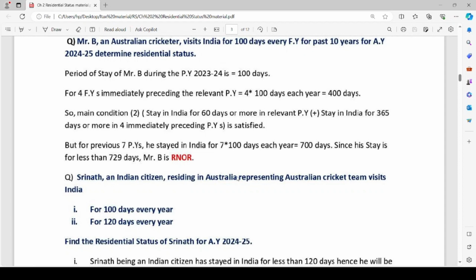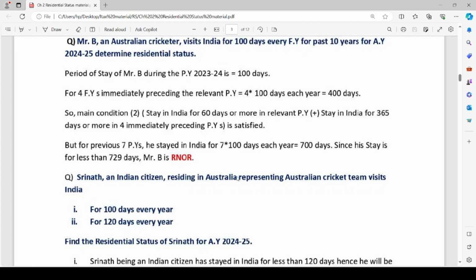So the main condition 2, which states that the stay in India should be for 60 days or more in the relevant previous year, and the stay in India should be for 365 days or more in 4 immediately preceding previous years. The main condition 2 is satisfied. Out of main condition 1 and 2, main condition 2 is satisfied.